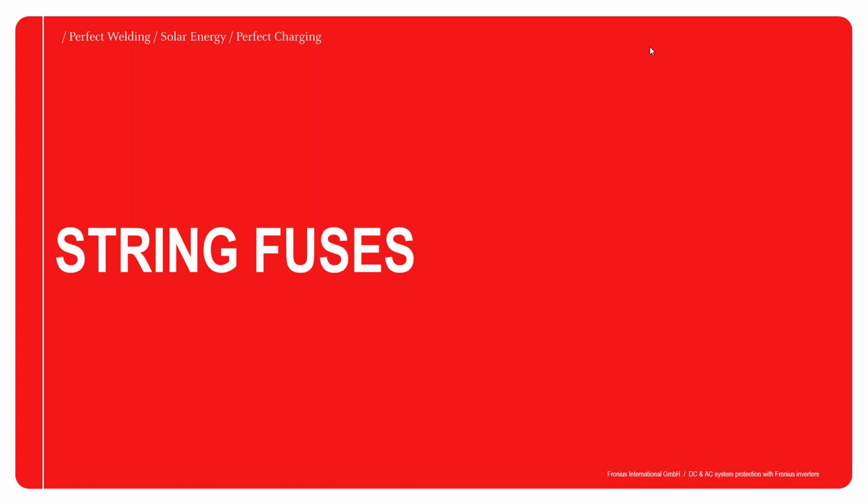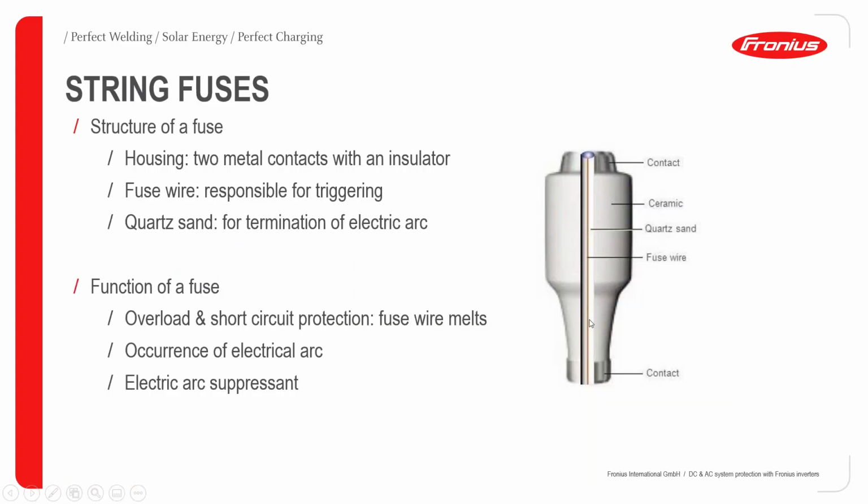So we shall be continuing with string fuses as part of protection for PV systems. So straight up, let's continue with the description of what a fuse looks like. The best way to describe it is looking at the structure. From the structure of the fuse, as you can see from this illustration, it is made up of housing, the fuse wire, and then what we call the arc chute or surge suppressant.